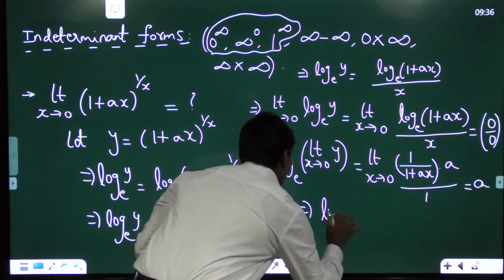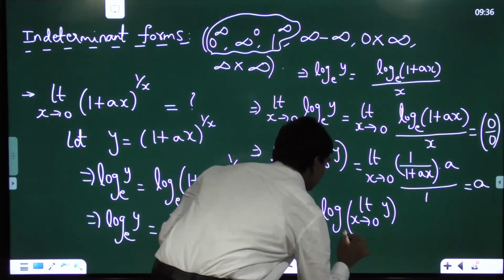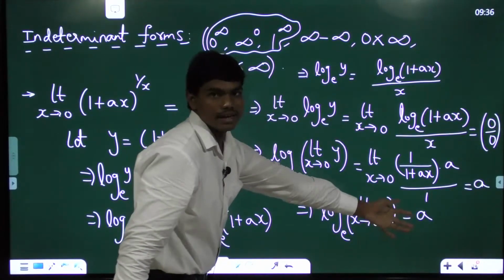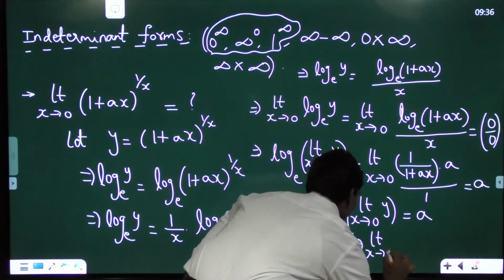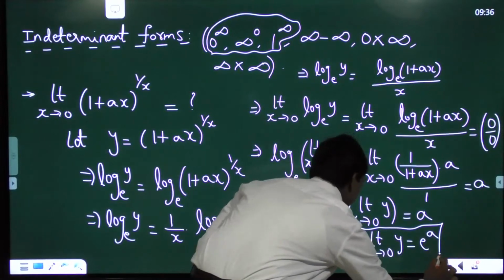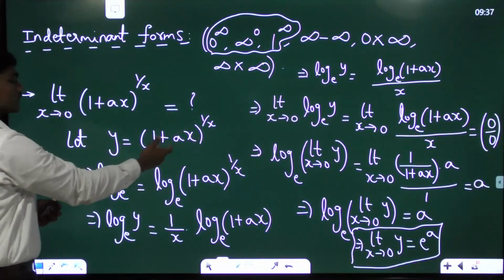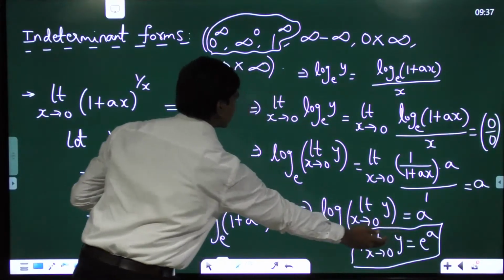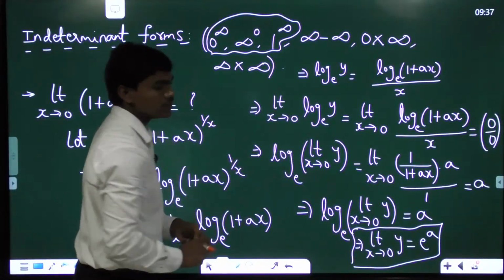So finally we got log of limit x tends to 0, y to the base e is equal to a. So what could be limit x tends to 0 of y? It is e power a. Correct? So let me write that limit x tends to 0, y is equal to e power a, and let me highlight this because this is the final result. And what is y? As per our initial substitution, y is (1 + ax) whole power 1 by x. So if I put (1 + ax) whole power 1 by x, then the LHS of this equation is this, for which the answer is e power a.